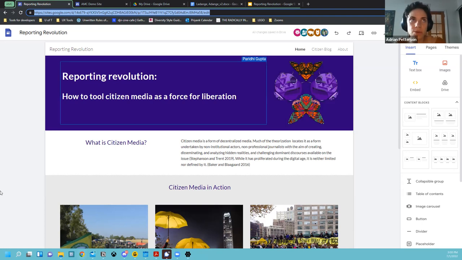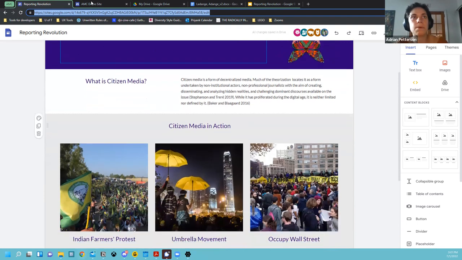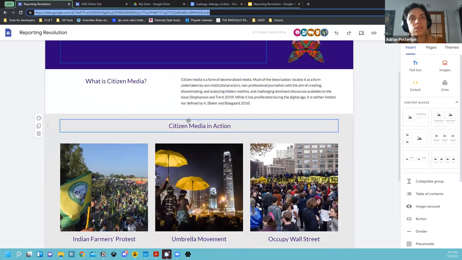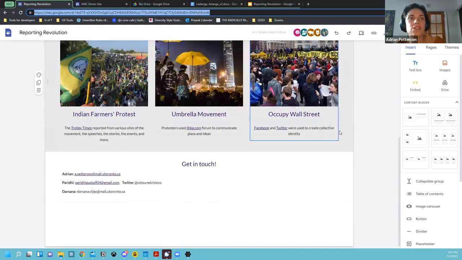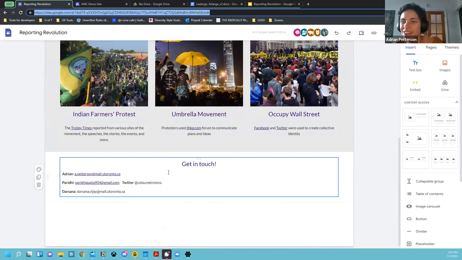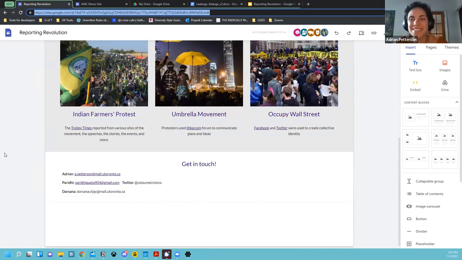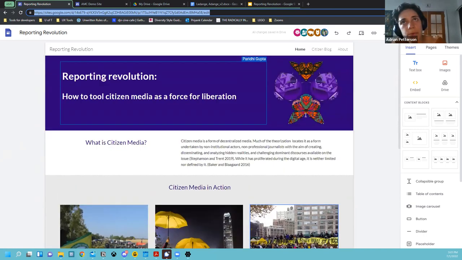So we've created already a Reporting Revolution webpage that talks a little bit about what citizen media is, shows some of the citizen medias in action. You can also, if you want to contact us afterwards, use our emails here on the website. But what we want to highlight here is a couple of things.